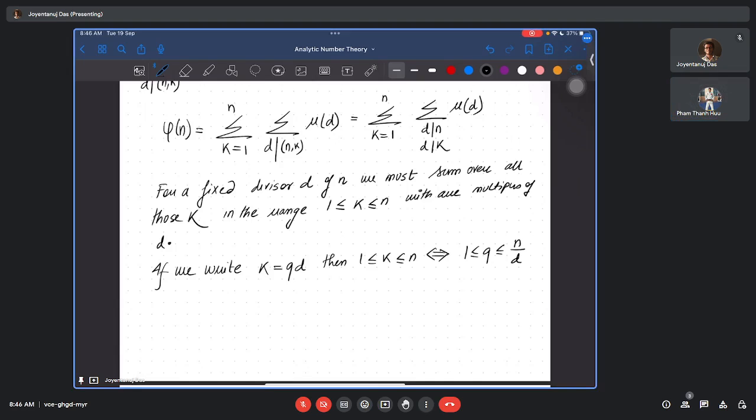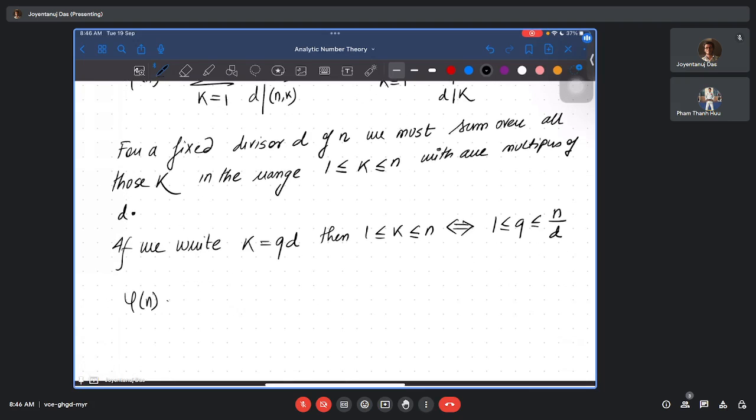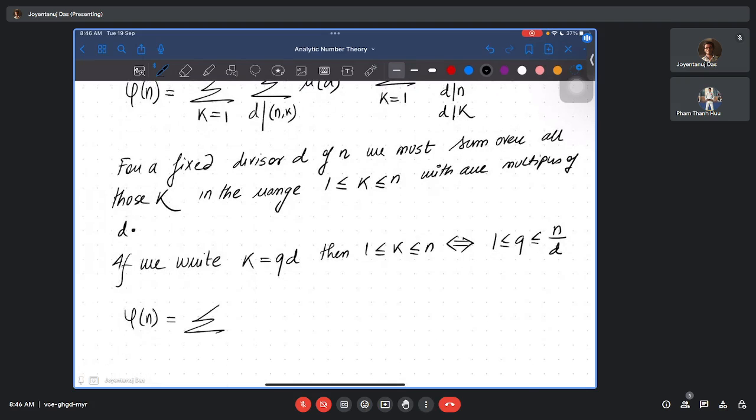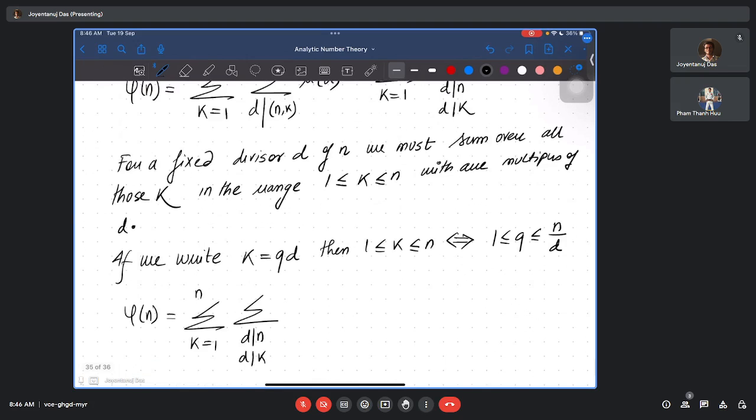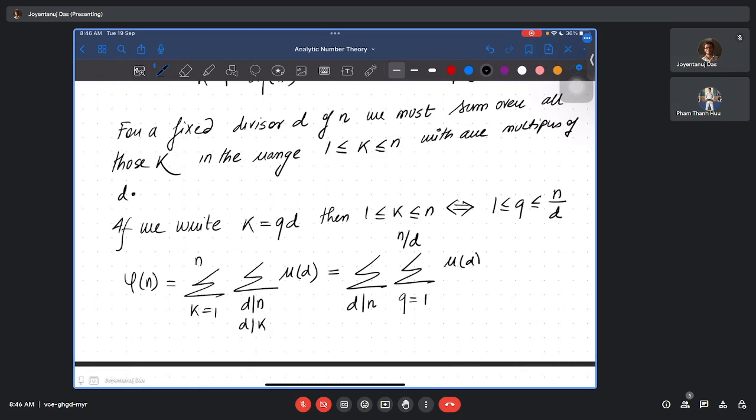So this summation, this phi of n: from the previous line, I have the summation k equals 1 to n, summation over d dividing n and d dividing k, of mu of d. This I can change and write like this. I interchange the summations: d divides n, and I take over all the q's, q equals 1 to n by d, mu of d, because we are taking all the multiples of d up to n by d.